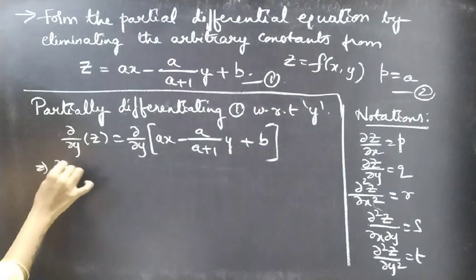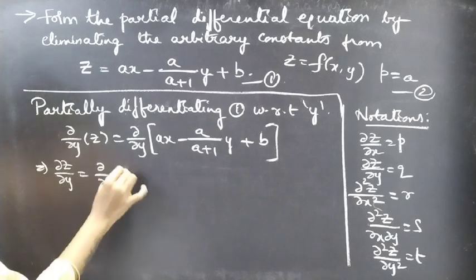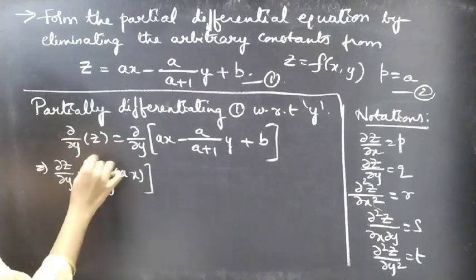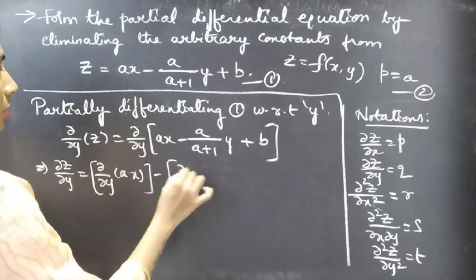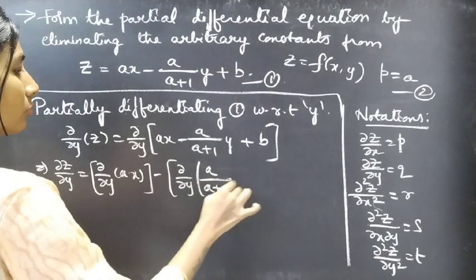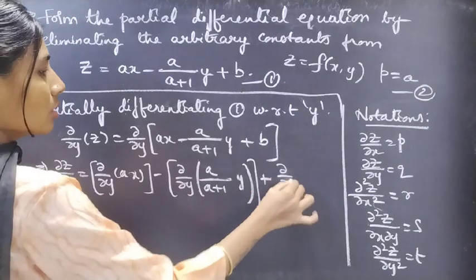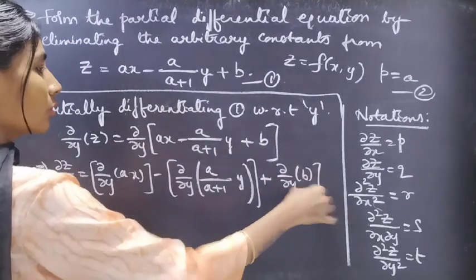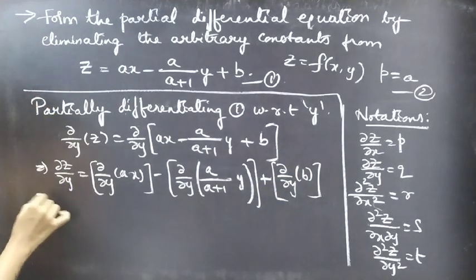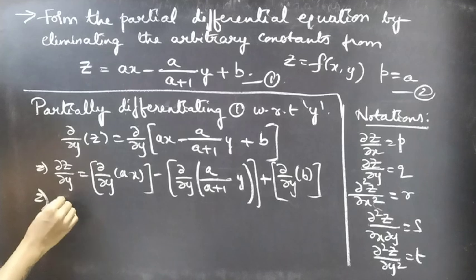This gives us dou z by dou y equal to the partial derivative of the first term of the RHS, minus the partial derivative of the second term, plus the partial derivative of the last term. Since we have a notation dou z by dou y equal to q, let's replace it by q.